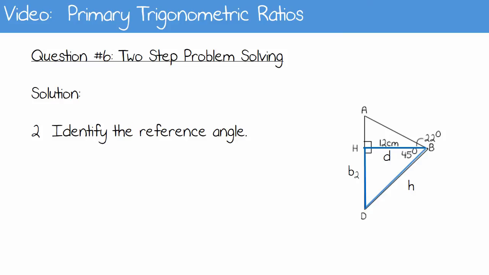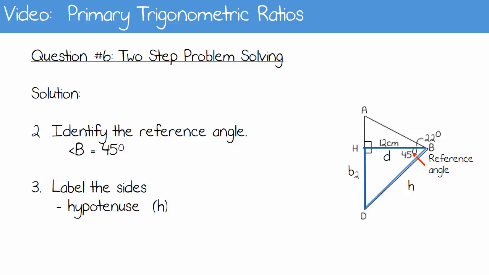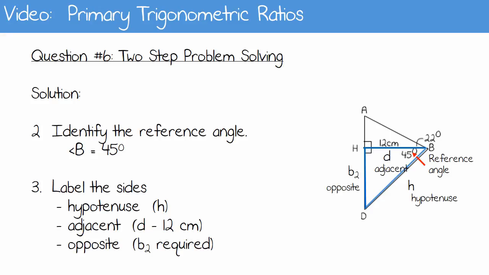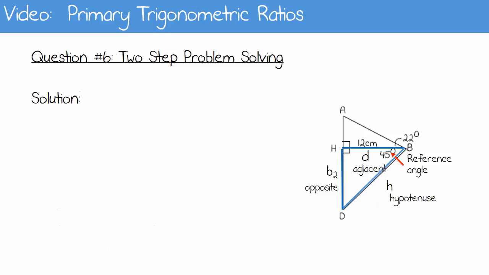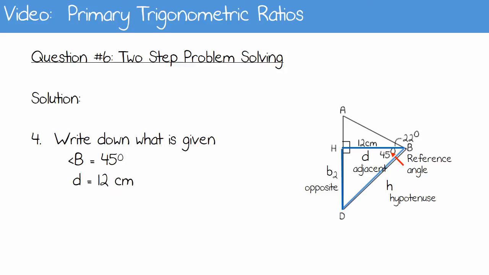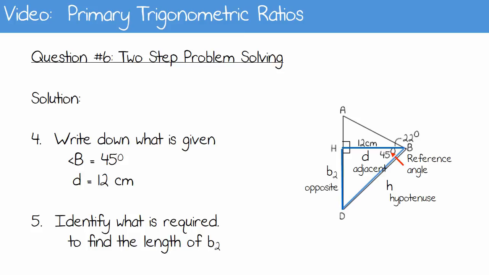Step 2. Identify the reference angle. Angle B is 45 degrees. Label the sides. Reference angle, hypotenuse, adjacent, and opposite. Now, write down what is given. Angle B is 45 degrees. D is 12 centimeters. Identify what is required. We are required to find the length of B2.